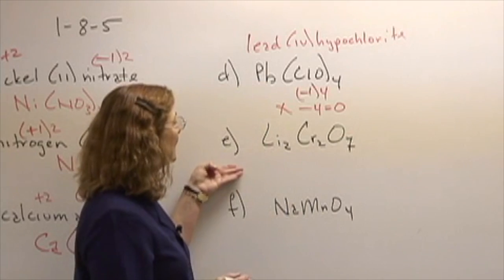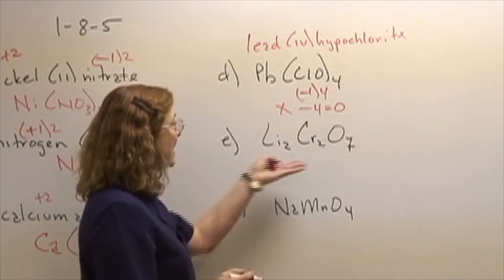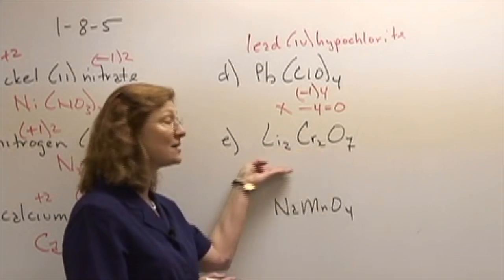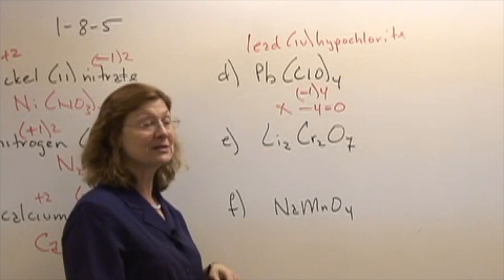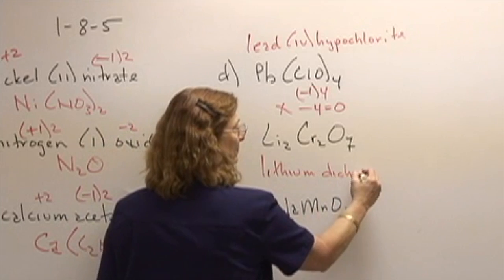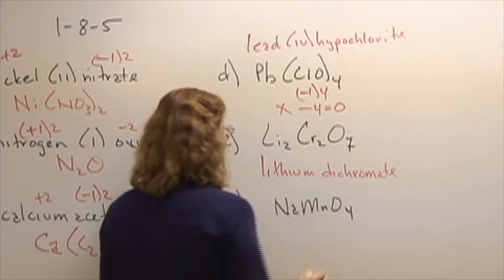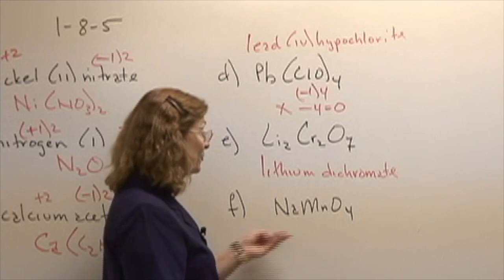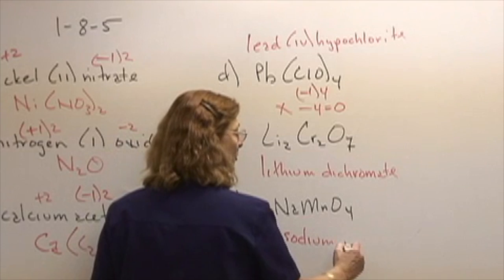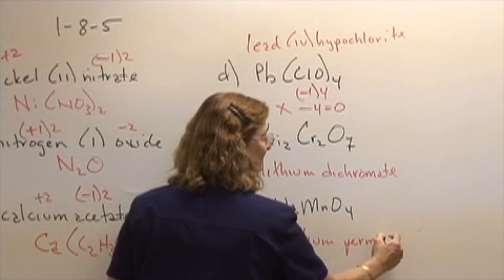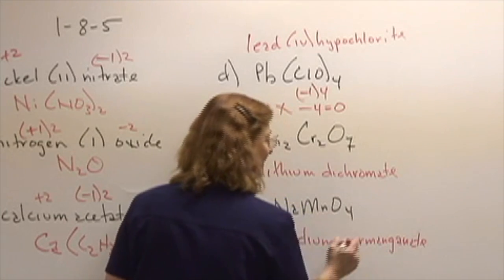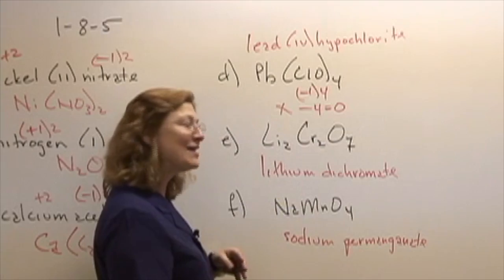In E, lithium is always +1, and dichromate is -2. That's why I need 2 lithiums in order to get this compound to 0. It's just lithium dichromate. And in F, sodium is always +1, and permanganate is -1. So it's just sodium permanganate. Sometimes I have to spell them out to myself so that I get it.